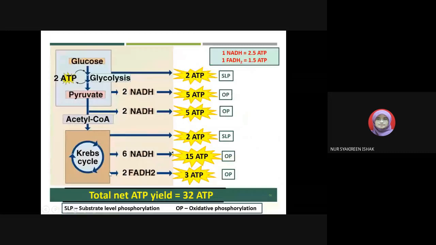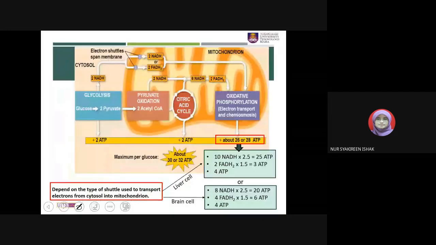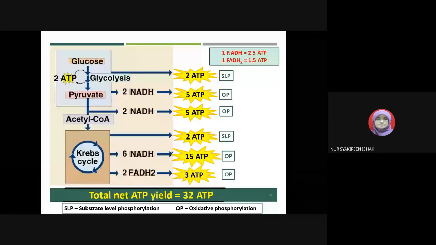So kat sini total net ATP yield. Okay, so kalau macam glycolysis 2 ATP tadi betul lah kan? Ini betul. Pyruvate oxidation 2 ATP. So ini kali dengan 2.5. So dapat 5.